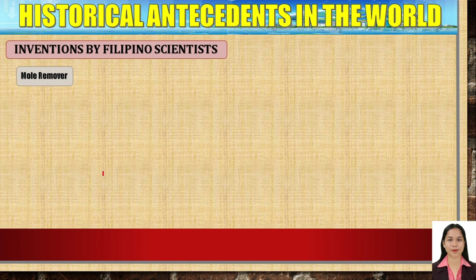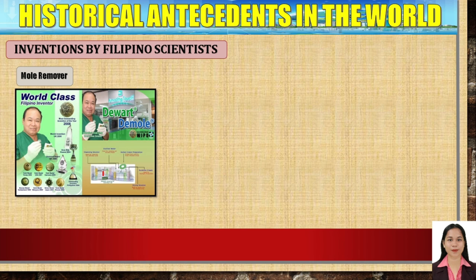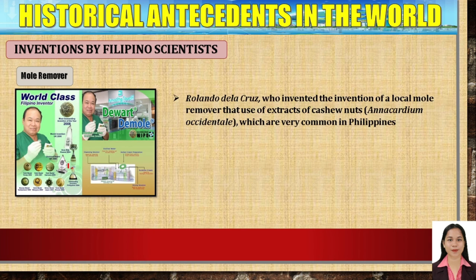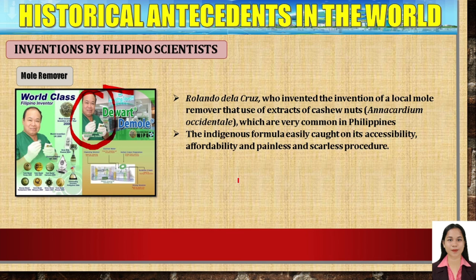Next is the mole remover. So Rolando de la Cruz, ito si Rolando de la Cruz. He invented the local mole remover that uses an extract of cashew nuts. So saan naman galing, o ano naman yung scientific name ni mole remover? It is the Anacardium occidentale, which is very common in the Philippines. So the indigenous formula is significant for its accessibility, affordability, and painless and scarless procedure.